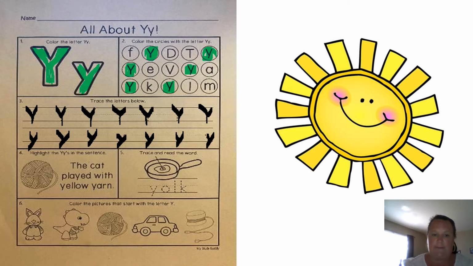All right. Then you want to get your pencil, and it says highlight the Y's in this sentence. So that means you can get your yellow crayon, and let's look at the sentence. It says, the cat played. Do you see that Y? So you just get your crayon and color over it with yellow, color over that, yarn, and that Y too.